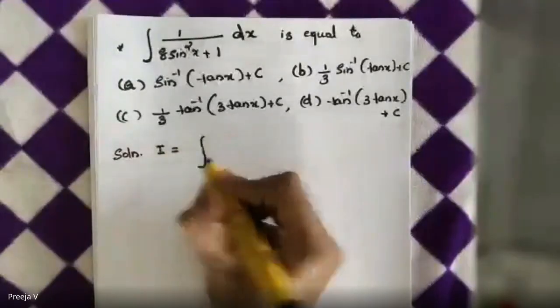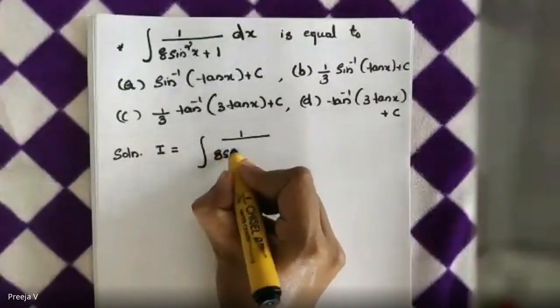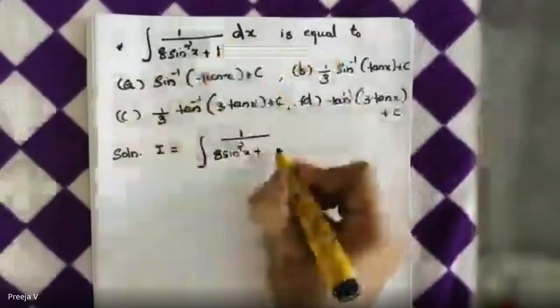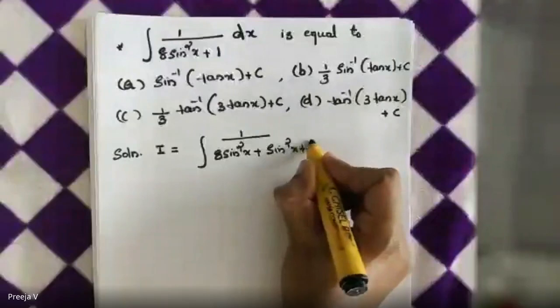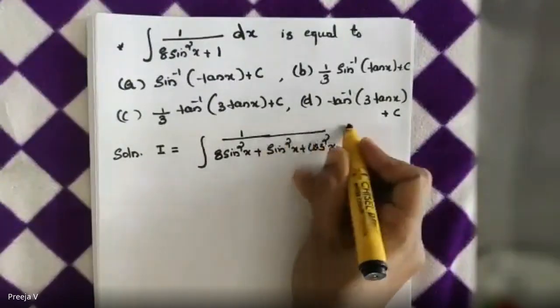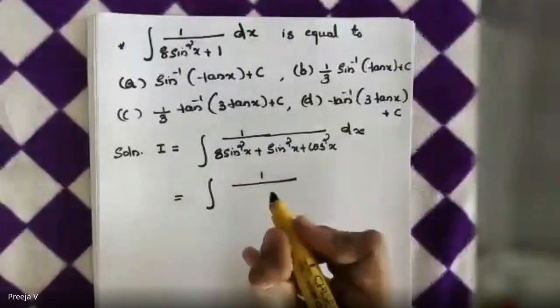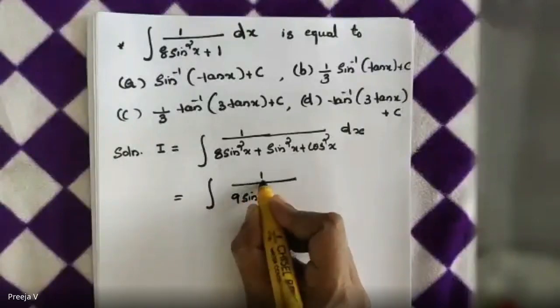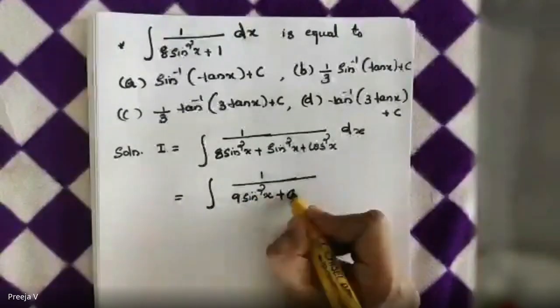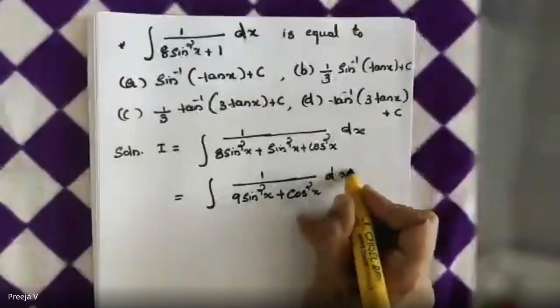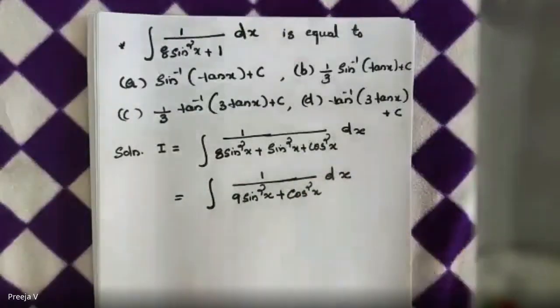So this is integral 1 by 8 sin square x plus 1, and this 1 can be written as sin square x plus cos square x, dx. That is integral 1 by 8 sine square x plus sine square x is 9 sine square x plus cos square x dx. Okay, how can we integrate this term?